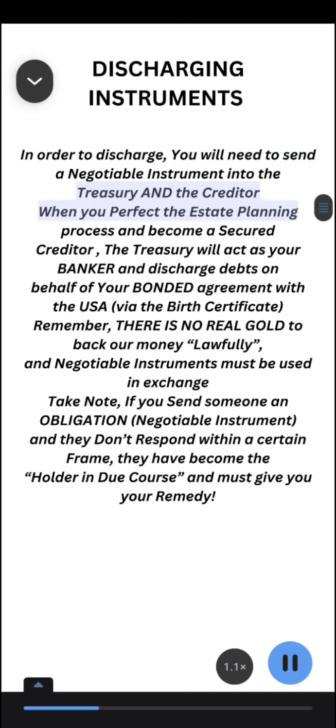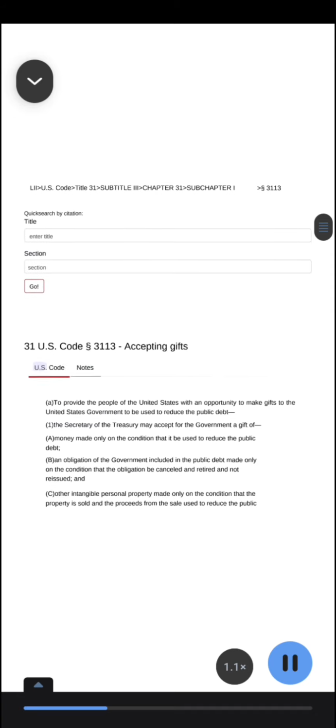Discharging instruments. In order to discharge, you will need to send a negotiable instrument into the Treasury and the creditor when you perfect the estate planning process and become a secured creditor. The Treasury will act as your banker and discharge debts on behalf of your bonded agreement with the USA via the birth certificate. Remember, there is no real gold to back our money, lawfully, and negotiable instruments must be used in exchange. Take note, if you send someone an obligation negotiable instrument and they don't respond within a certain time frame, they have become the holder in due course, and must give you your remedy.